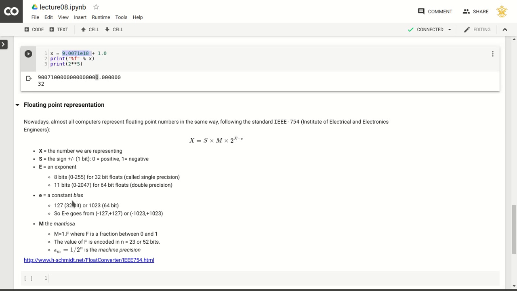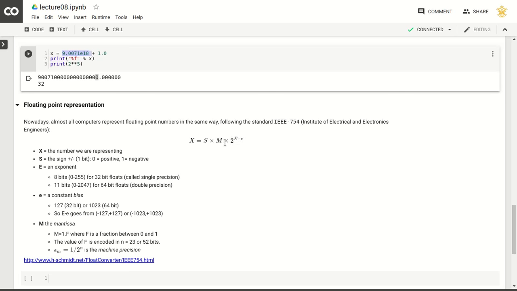Then there's a constant bias, which basically subtracts half of that so that E minus e can go from a positive to a negative value that's equal. So from minus 127 to plus 127 for single precision numbers, and from minus 1023 to plus 1023 for double precision numbers. So these are the exponents that are possible in the exponent of the factor 2 here. Okay, so that scales the entire number.